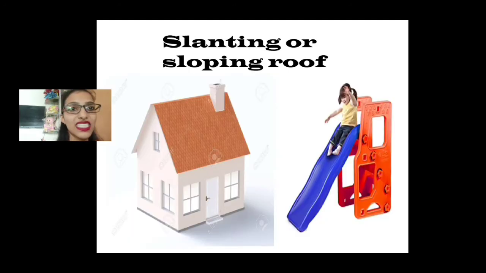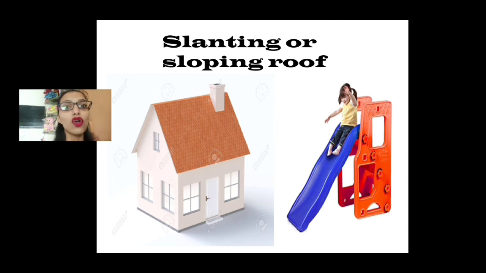Now moving towards the second one, slanting or sloping roof. Now when you see this kind of houses, this is sloping. This part is the sloping part, sloping roof. Same way as you can see here on the picture, this house is having a sloping roof. This type of houses are mainly found where there is heavy snowfall and heavy rain. When these two things are there, that time you will find this type of sloping roofs.